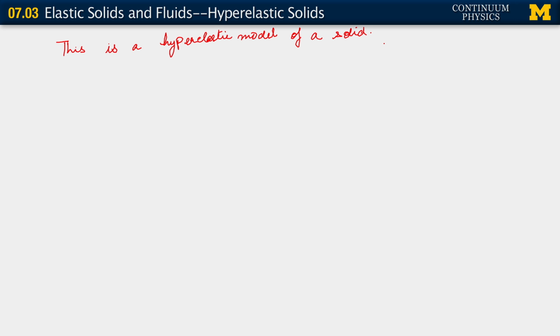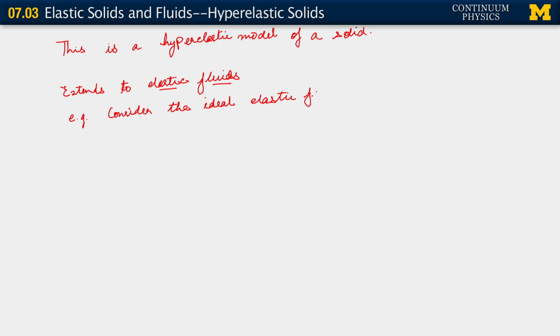So this is a hyperelastic model of a solid, but equivalently we can do something like this for a fluid as well, and here's why. This idea extends to elastic fluids. As an example, let's consider the ideal elastic fluid, where we saw that we had sigma equals the pressure as a function of the density multiplied by the isotropic tensor.